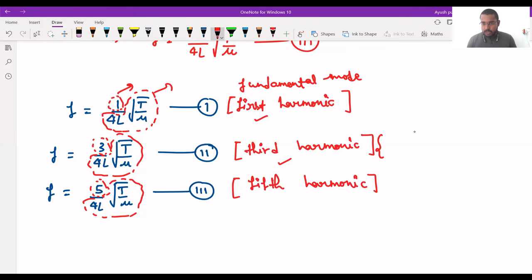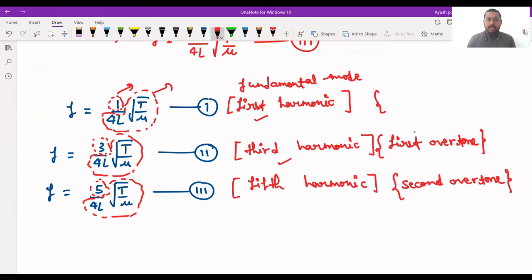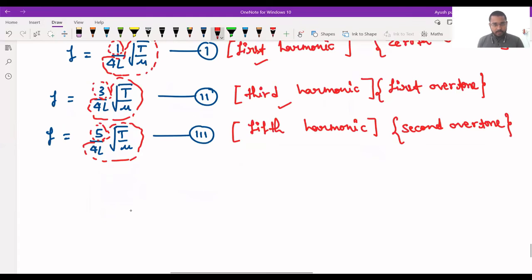Third harmonic is known as the first overtone. Fifth harmonic is known as the second overtone. And this first harmonic can be known as the zeroth overtone. Now let's understand why these are called the zeroth, first and second overtone.